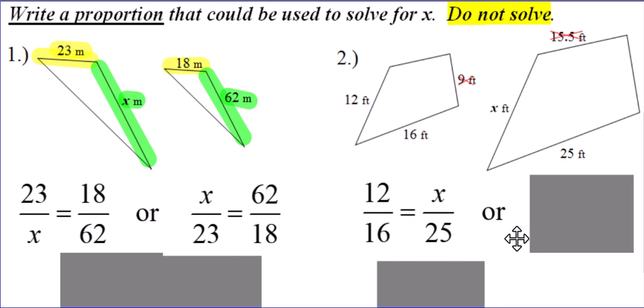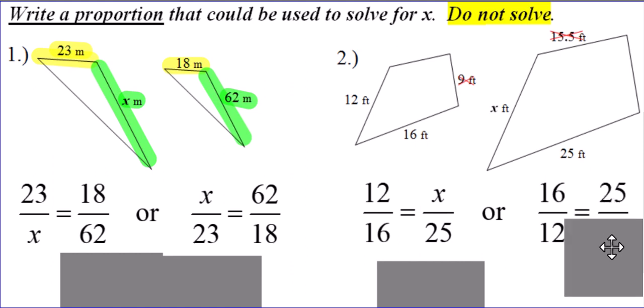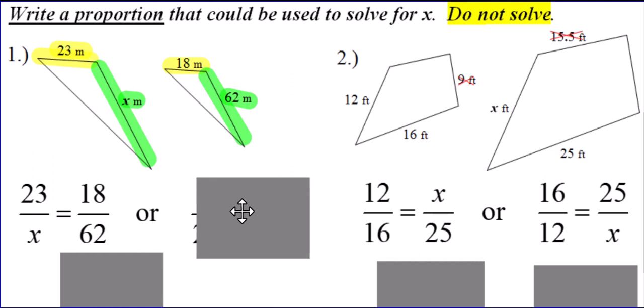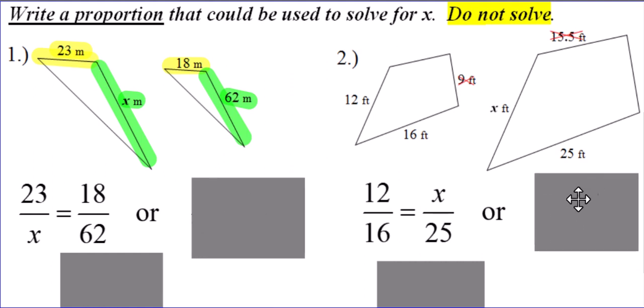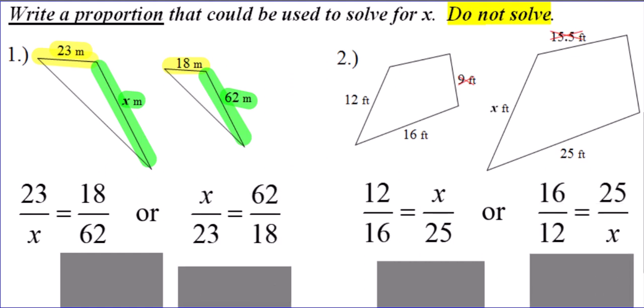But what if you wanted to make the first fraction 16 over 12? Then what would your second fraction have to be? You can go ahead and write it down on your own. I bet you probably know what it's going to be. It would be 25 over x. Now, do you have to write two proportions per problem? No, you do not. You only have to write one down per problem. I'm just showing you what the options could possibly be for those first two problems.